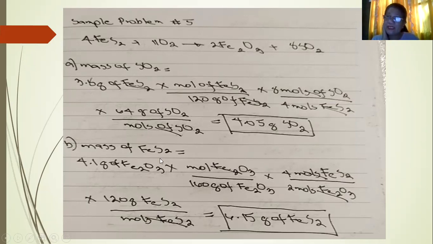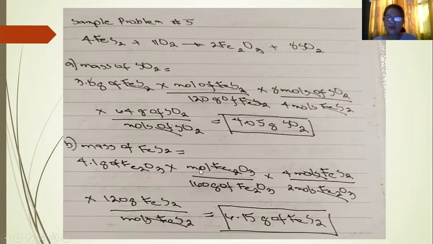Then what is in letter B? No, still we will be using the balanced equation wherein what is given is 4.1 grams of ferric oxide, and what is needed is the mass of ferrous sulfide. Okay, let us have it. That is 4.1 grams of ferric oxide. Then, as I have said, it should be converted into moles before going to the unknown, which is ferrous sulfide.